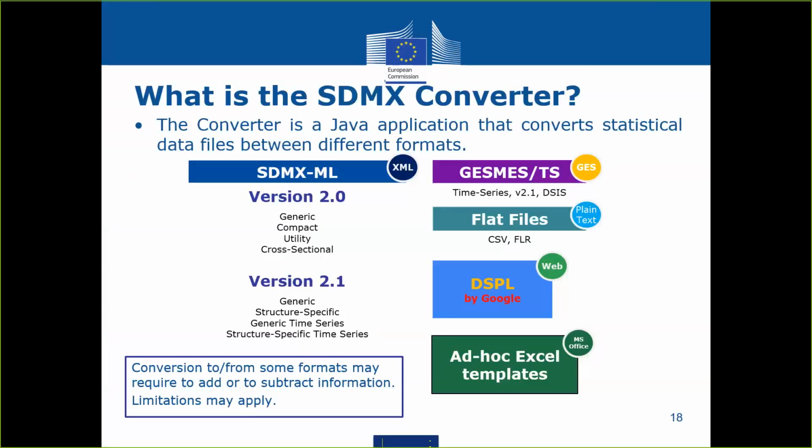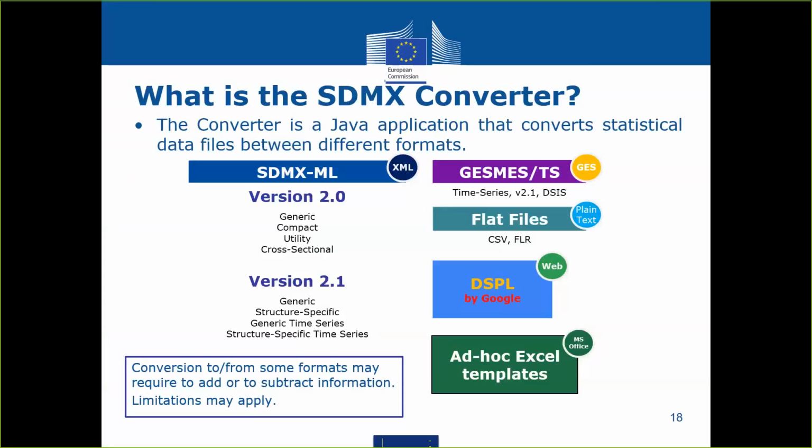Within 2.0, which, by the way, the technical specification was released in 2004, and version 2.1 in 2005. That doesn't mean that there is no data being exchanged in version 2.0. In fact, there is. So within the 2.0, we have generic, compact, utility, and cross-sectional.